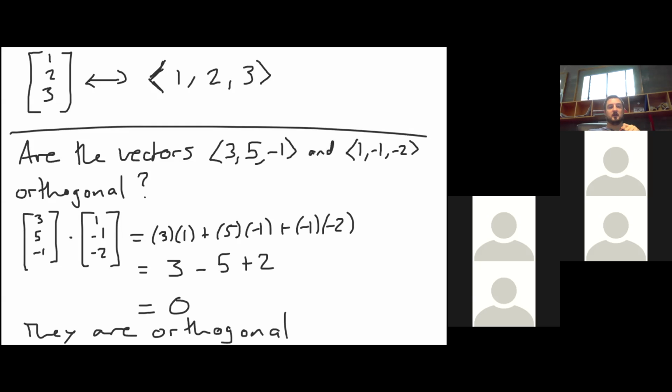So again, if I drew these in 3-dimensional space, so they have an x direction, a y direction, and a z direction, I'd be able to draw a 90-degree angle between these two.